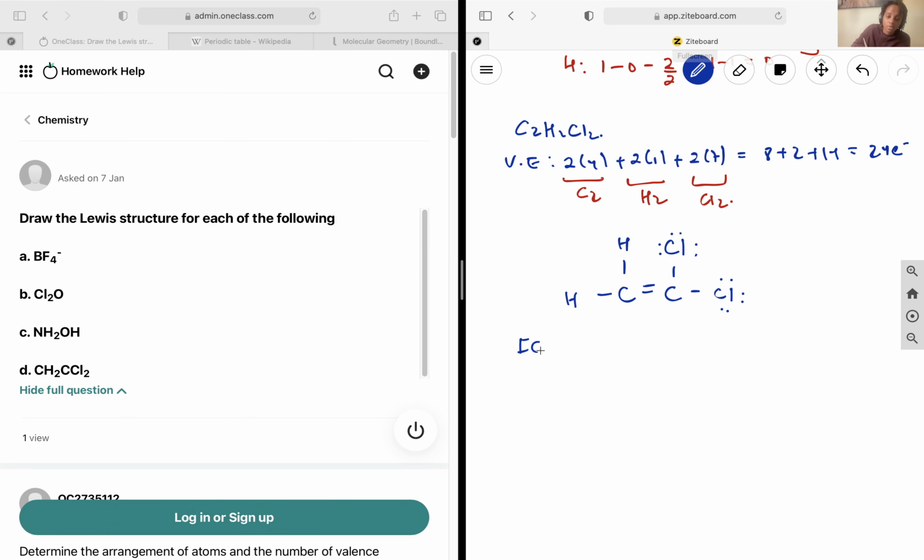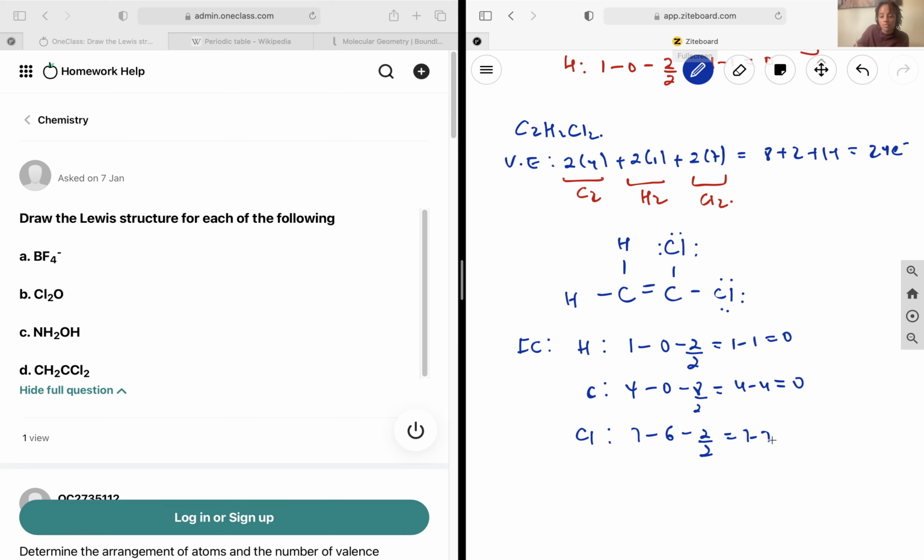Let's double check on our formal charge. For the hydrogen, they're going to have 1 minus 0 minus 2 over 2 for each of them. And that's going to give us 1 minus 1, which is 0. For the carbons, we're going to have 4 minus 0 minus 8 over 2. That's 4 minus 4, which is going to give us 0. And lastly, for chlorine, we are going to have 7 minus 6 minus 2 over 2 for each of them. So 7 minus 7, and that is going to give us 0 too. And so these formal charges make sense. We expected a net formal charge of 0, which is what we have. And so this is going to be our final structure.